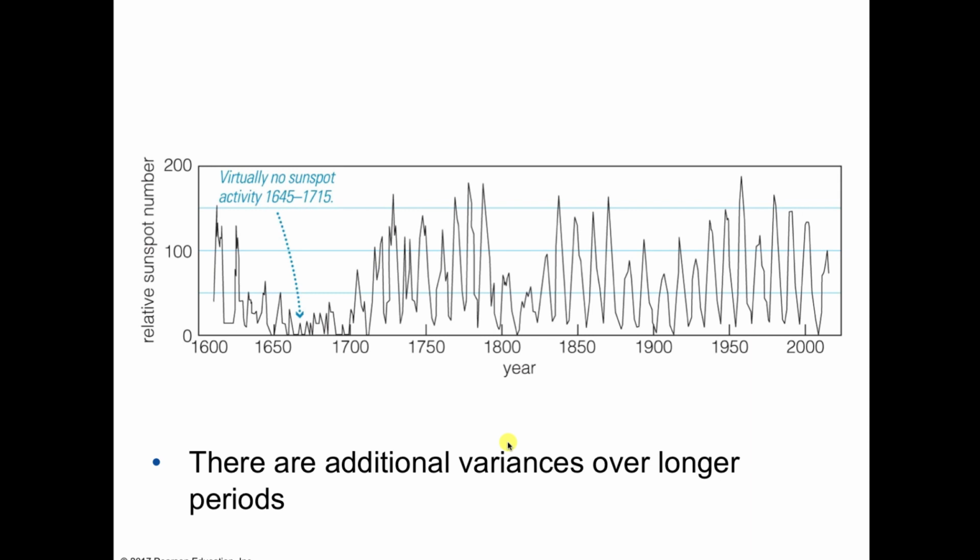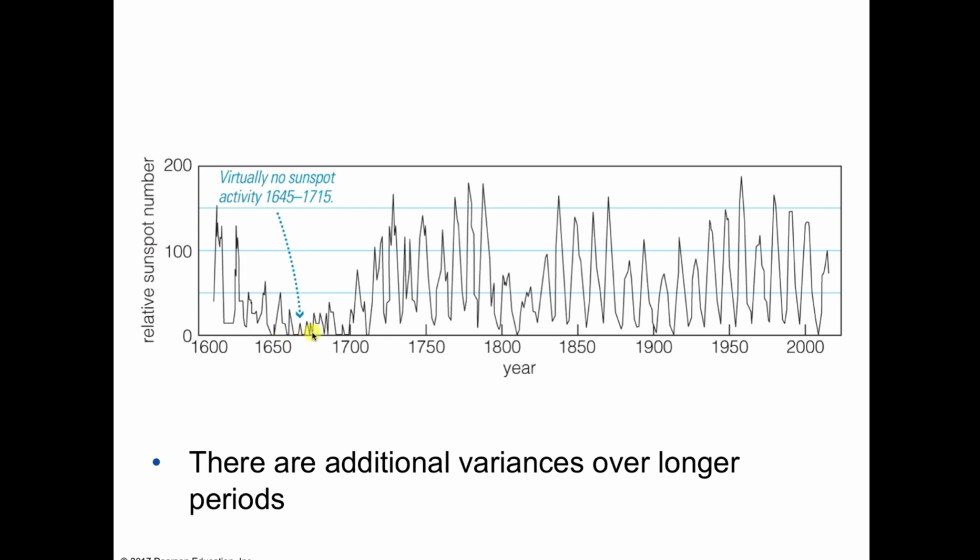It's hard to go back too far, but we can sometimes go back by looking at other records to see what kind of sunspot activity there was. And it turns out that in the 1600s, between roughly 1650 to 1700, there were very few sunspots in this time here.